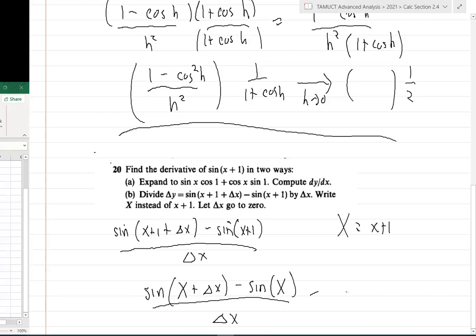Now when delta x goes to 0, what does this become? Well, think about this. I could put anything in here. Before I used little x, if I have a little x there, then I know what the answer is. That's the derivative of sine with respect to little x. Now I have a capital X here. It's the same thing. It's the derivative of sine with respect to capital X.